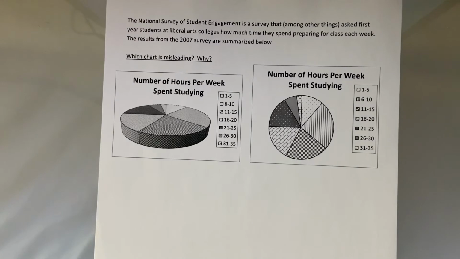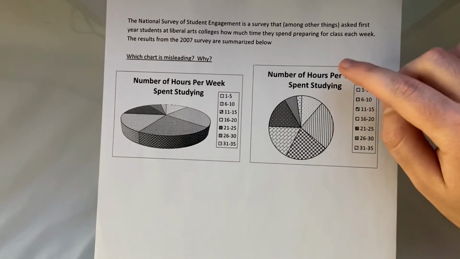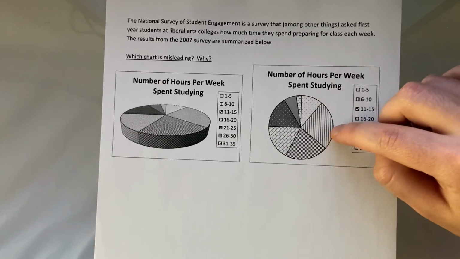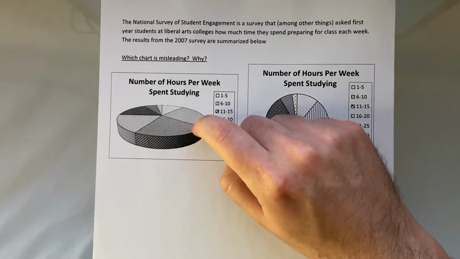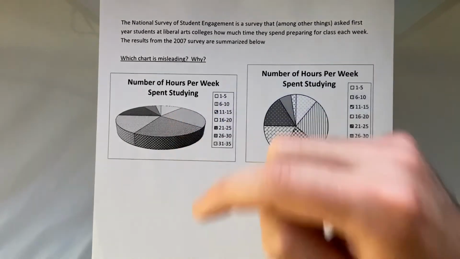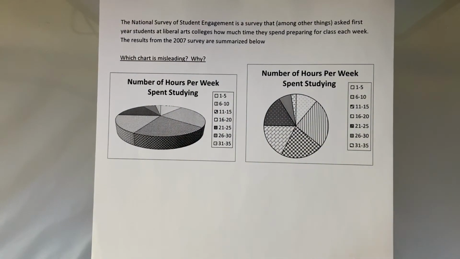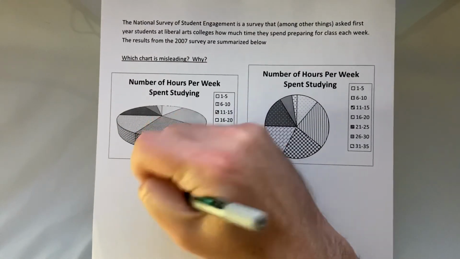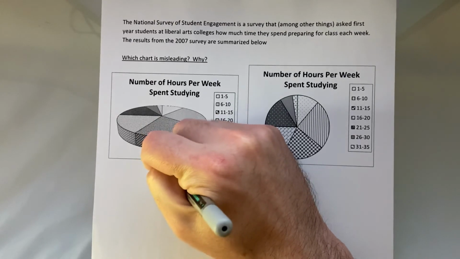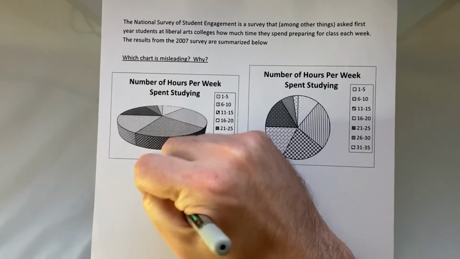Okay, so let's look at these 2 charts. In the chart on the right, it looks like the biggest slice is the 16 through 20. But in this 3D chart, the 16 through 20 looks way smaller than the 21 to 25 because the 21 to 25 is in the foreground in the 3-dimensional chart. So this one is really misleading because it's in 3D.